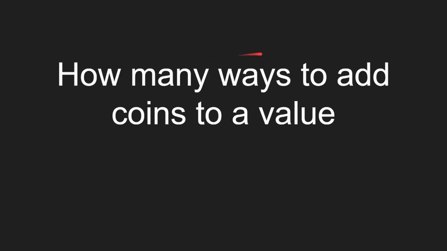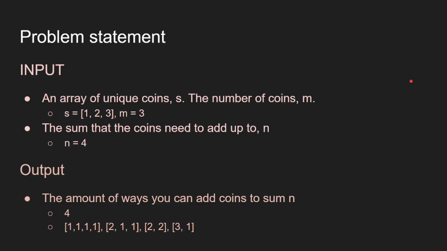Hi, I'll be teaching you how many ways to add coins to a value. Problem statement. The input is an array of coins, which is called S, and the number of coins, which is M. And you also have the sum that the coins need to add up to, which is N. And N would be 4. The output is the amount of ways you can add the coins up to the sum N.